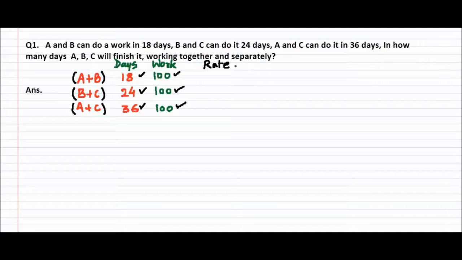Alright, I have to find rate. Now rate is work per day. So as I told, I want rate, that is work done per day. So very simple, you can do 100 divided by 18, here 100 divided by 24, and here 100 divided by 36. So in one day, this is the rate when A and B are working together. When B and C are working together, the rate of work is 100 divided by 24, and when A and C are working together, it is 100 divided by 36.